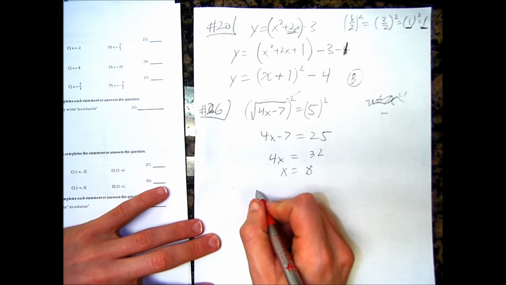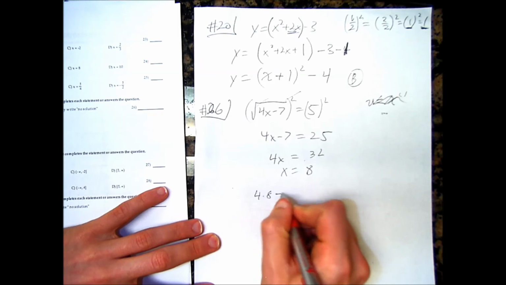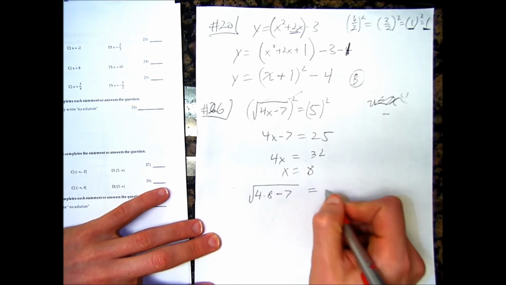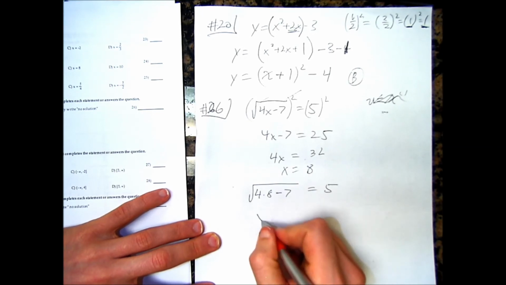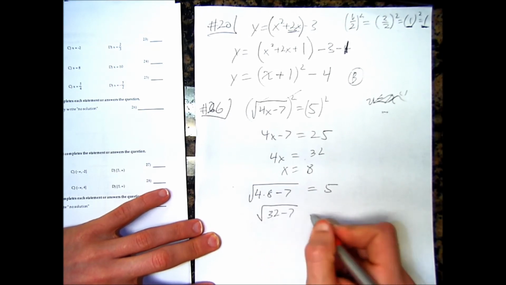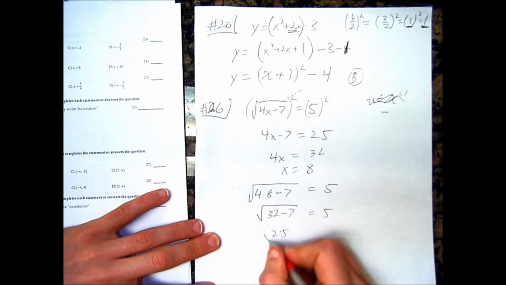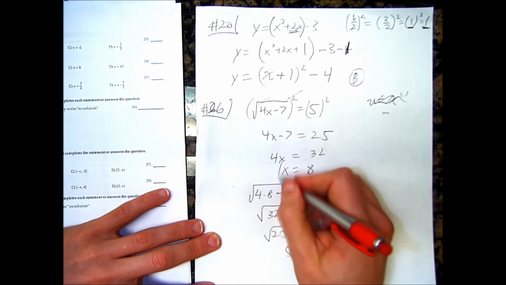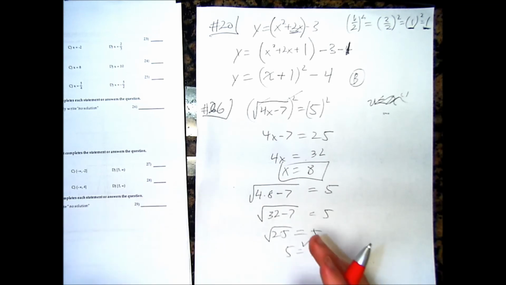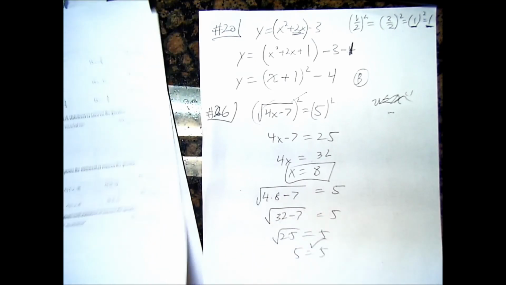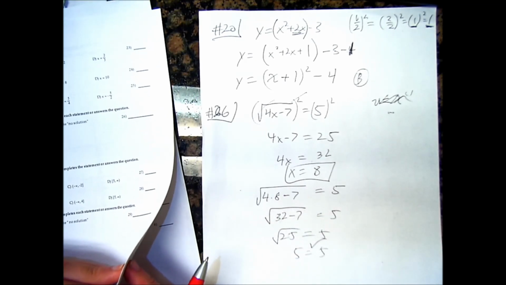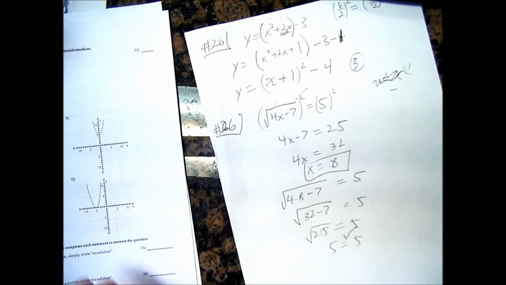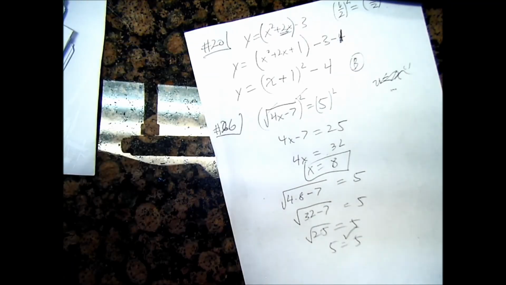So we check and we say the square root of 4 times 8 minus 7 is equal to 5, allegedly. So this is square root of 32 minus 7 is equal to 5. So this is 25 square root is equal to 5, which is true. Okay, so that's the answer. x equals 8. All right. That's most of it.